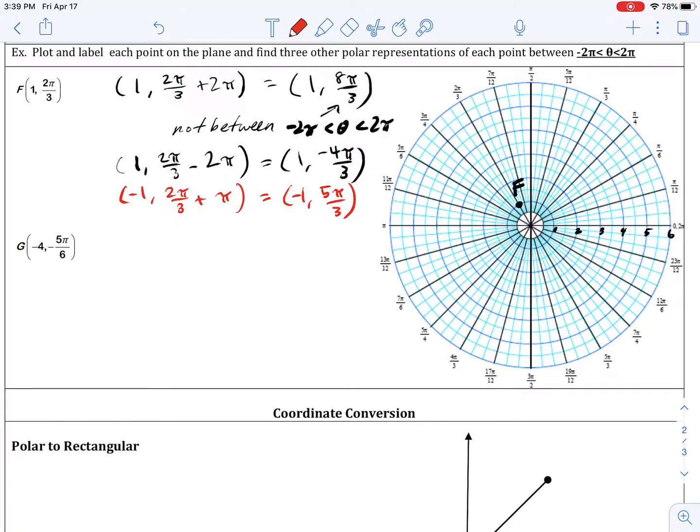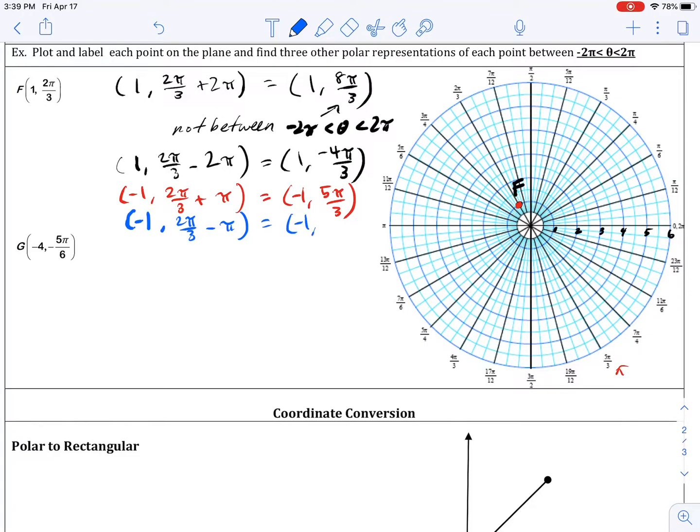And let's plot that point. So 5 pi over 3 would be down here. And since we're dealing with a negative 1, I just want to reflect that over the pole. And boom, I'm in the same spot. There's my F. And then finally, let's represent it in another way, negative 1. And this time I'm going to subtract pi.